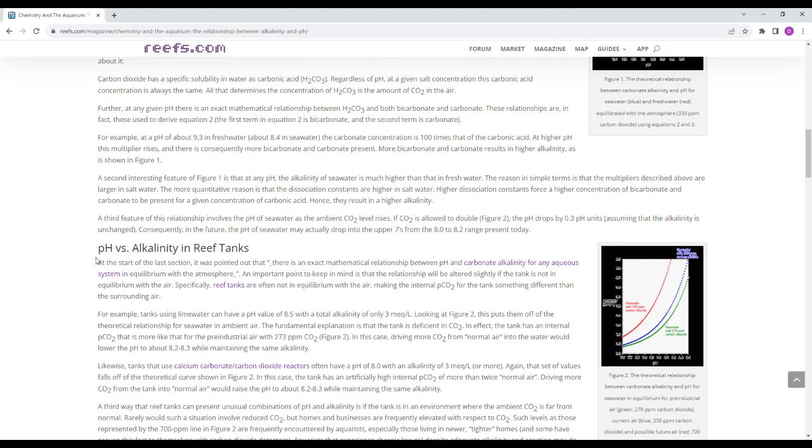Let's move on. pH versus alkalinity in reef tanks. At the start of the last section, it was pointed out that there is an exact mathematical relationship between pH and carbonate alkalinity of any aqueous system in equilibrium with the atmosphere. An important point to keep in mind is that the relationship will be altered slightly if the tank is not in equilibrium with the air.